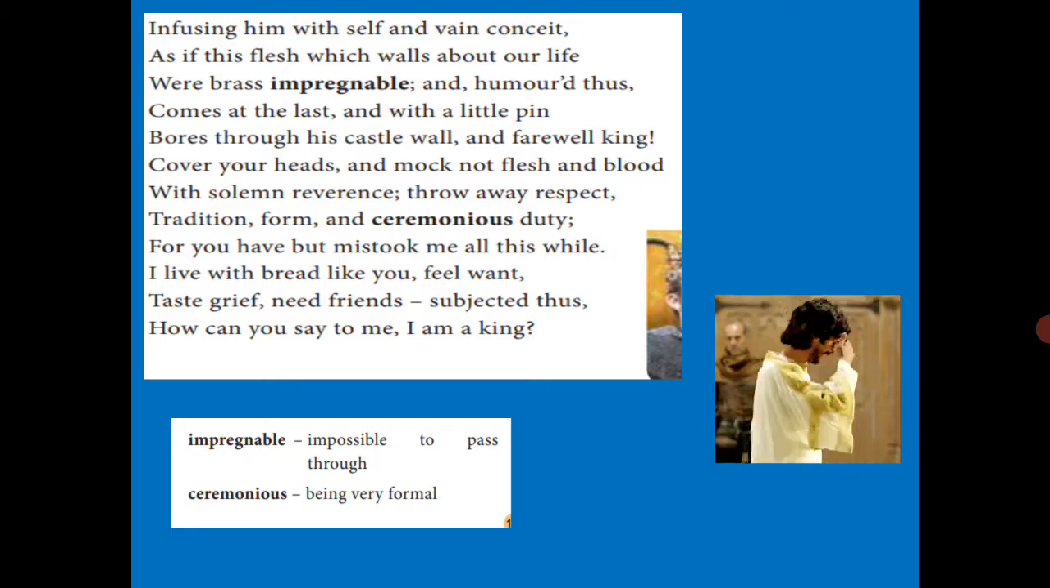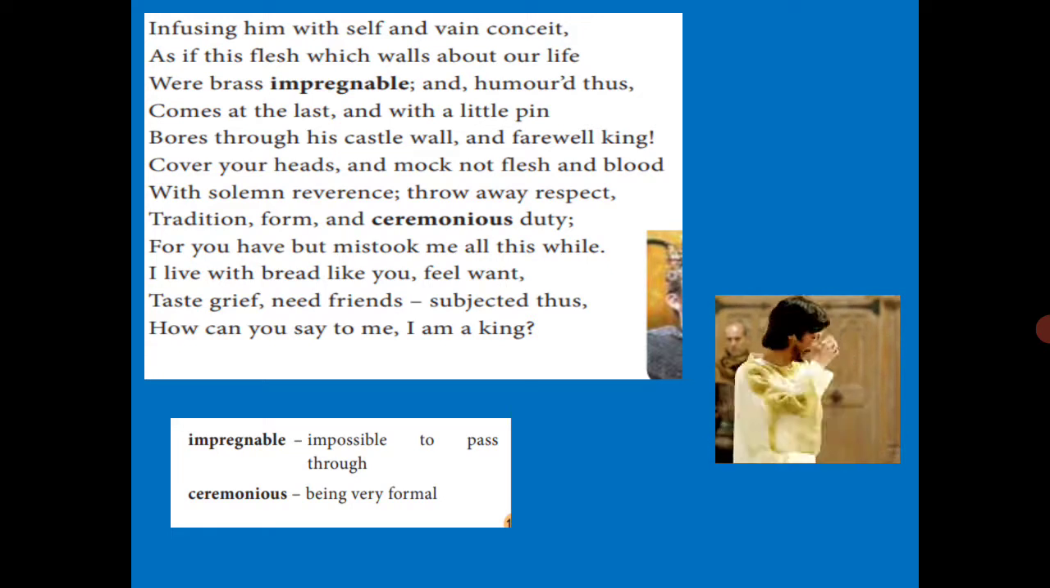Here, after knowing the fact that any person is doomed to die, he says like this: mock not flesh and blood. Do not mock us. Do not mock the kings with solemn reverence. People praise the king, hail king, hail king. People say like that. Throw away respect. Throw away tradition. Throw away form. Throw away ceremonious duty for the kings.